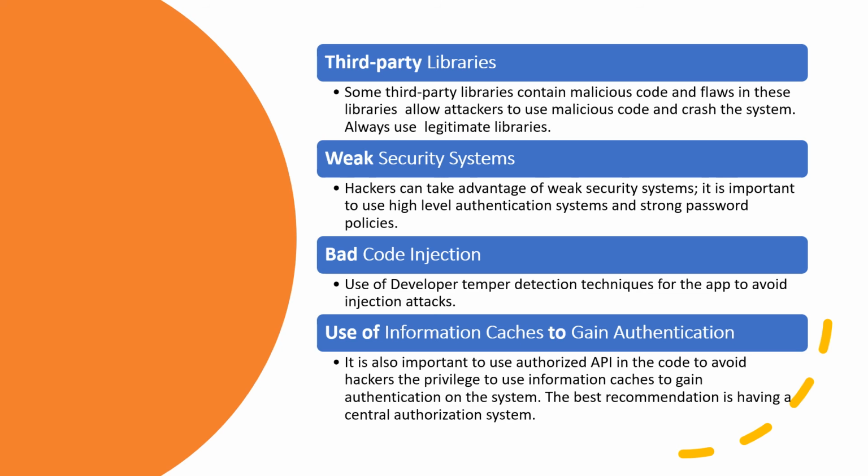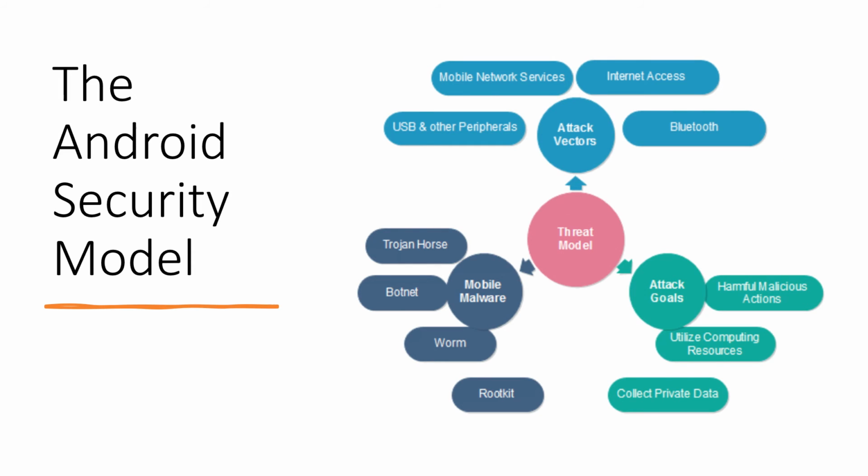Some of the security issues include using third-party libraries, weak security systems, and bad code injection, and this can be prevented by using legitimate libraries and also using high-level authentication systems and strong password policies. Also the use of developed tamper techniques is very important to avoid bad code injection. This slide shows the Android security model and also shows different types of attack vectors and types of mobile malware.